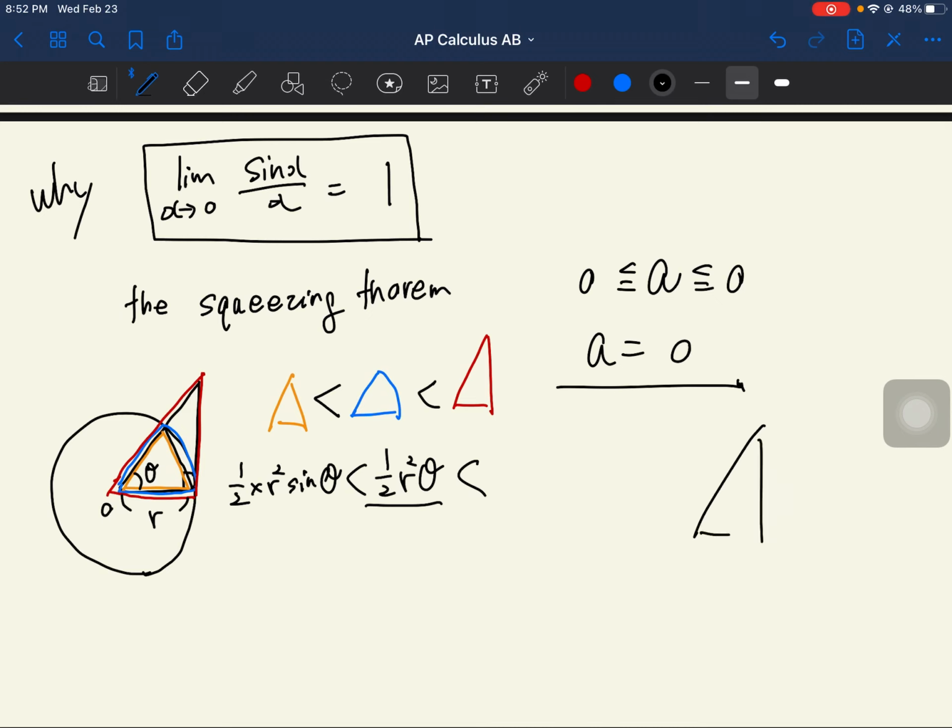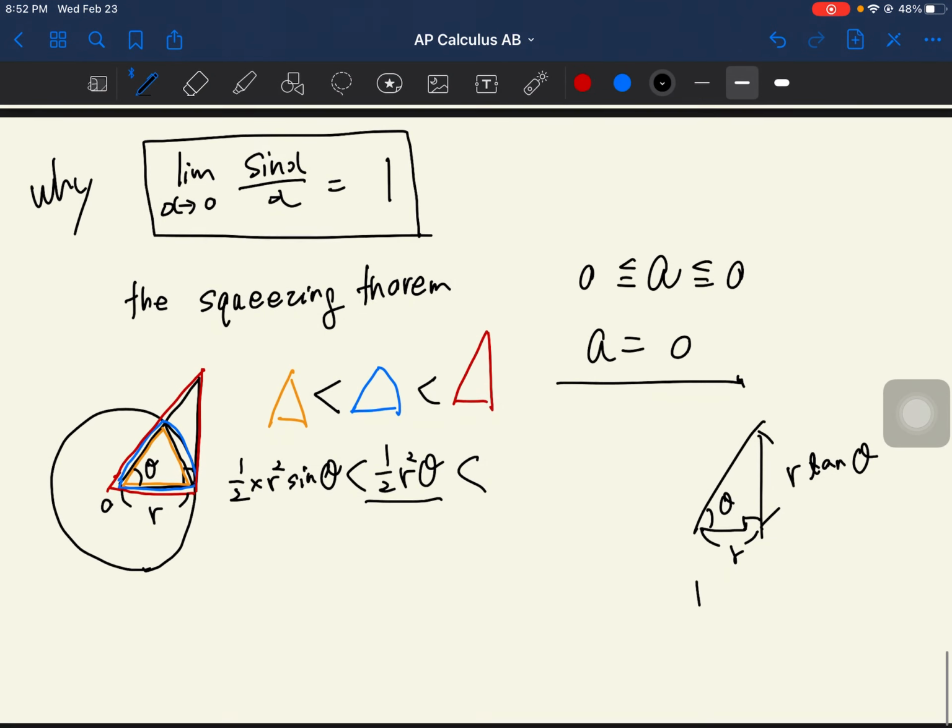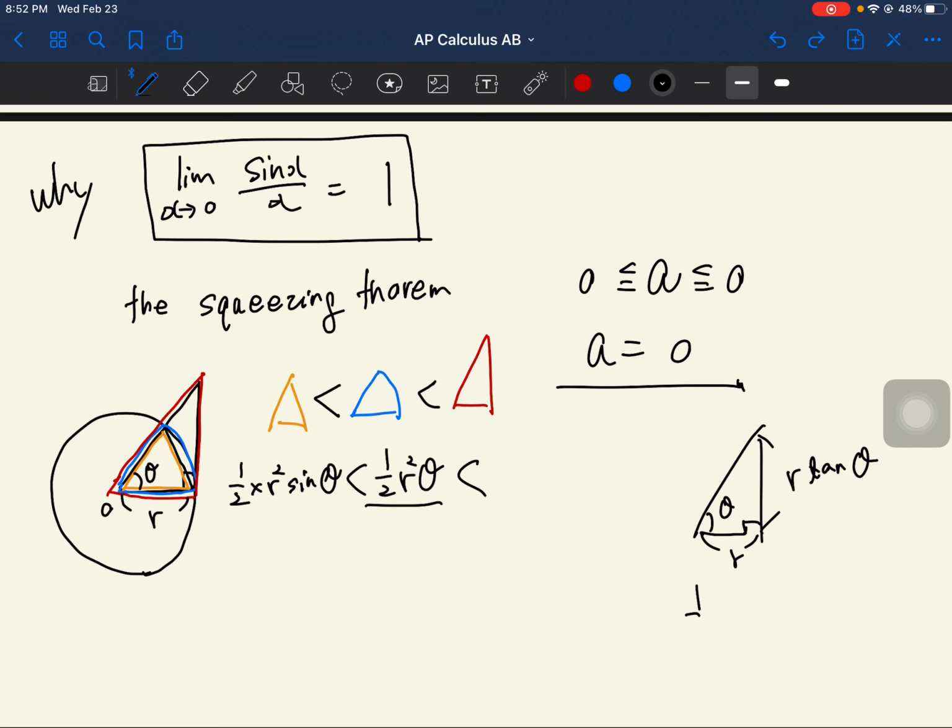Okay, this side is r, and the angle is theta. So this one is actually r tangent theta. This is just a regular triangle: 1/2 times r tangent theta times r. It's going to be 1/2 times r squared tangent theta. So far so good?